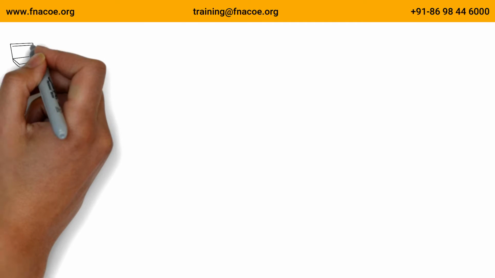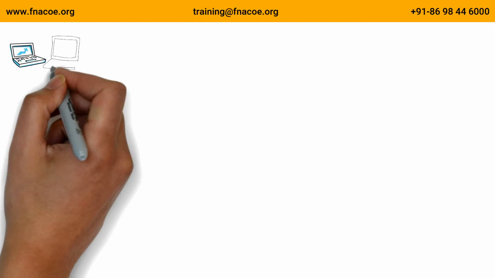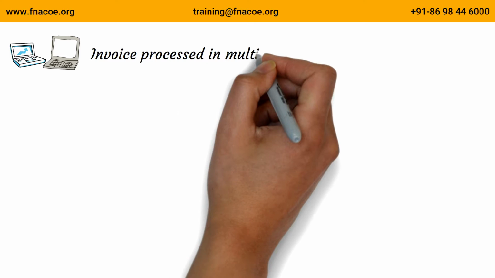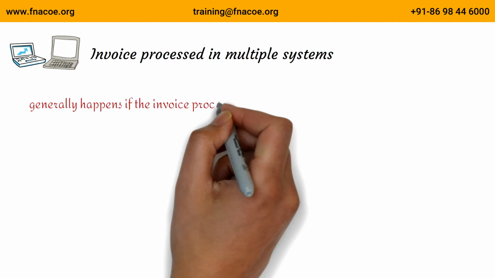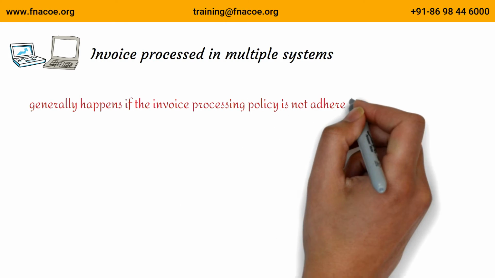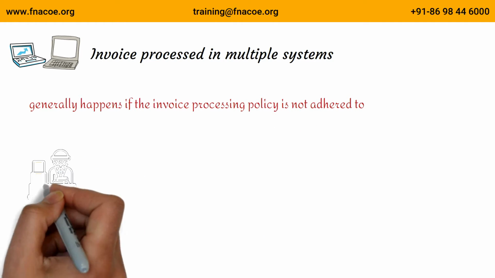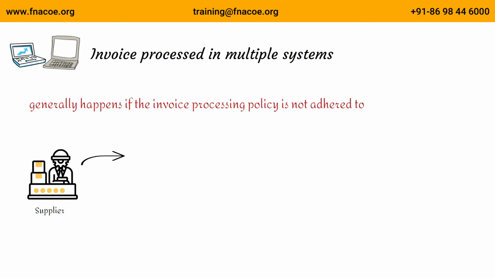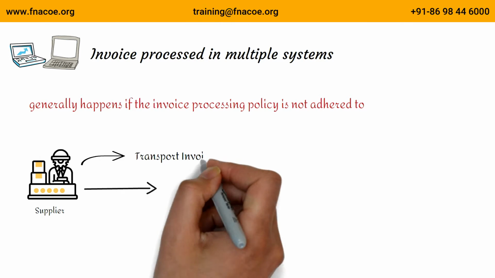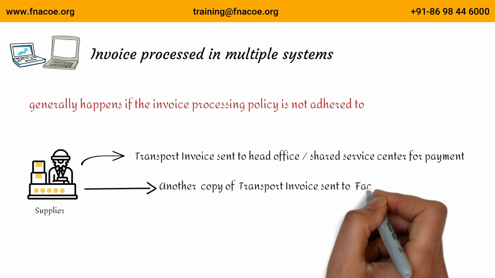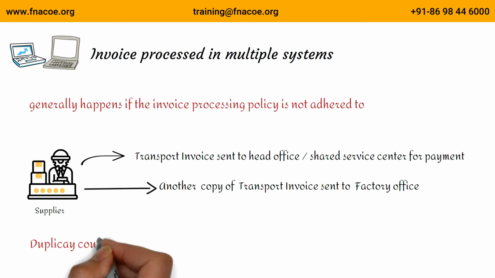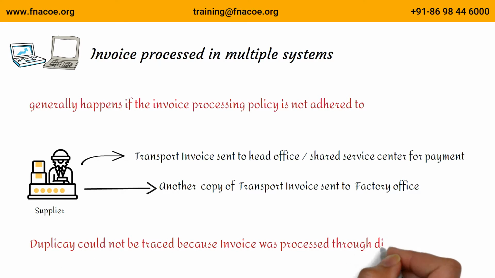So, invoice processed in multiple systems. This is another example. This generally happens if the invoice processing policy is not adhered to. The best example is an invoice received at different locations and processed separately. Duplicacy could not be traced because the invoices were processed through different locations in the systems. Another example, generally found in small organizations, is an advance paid during transit, like a fuel advance, not updated into a system, so it does not reflect in the AP system at the time of the invoice payment.